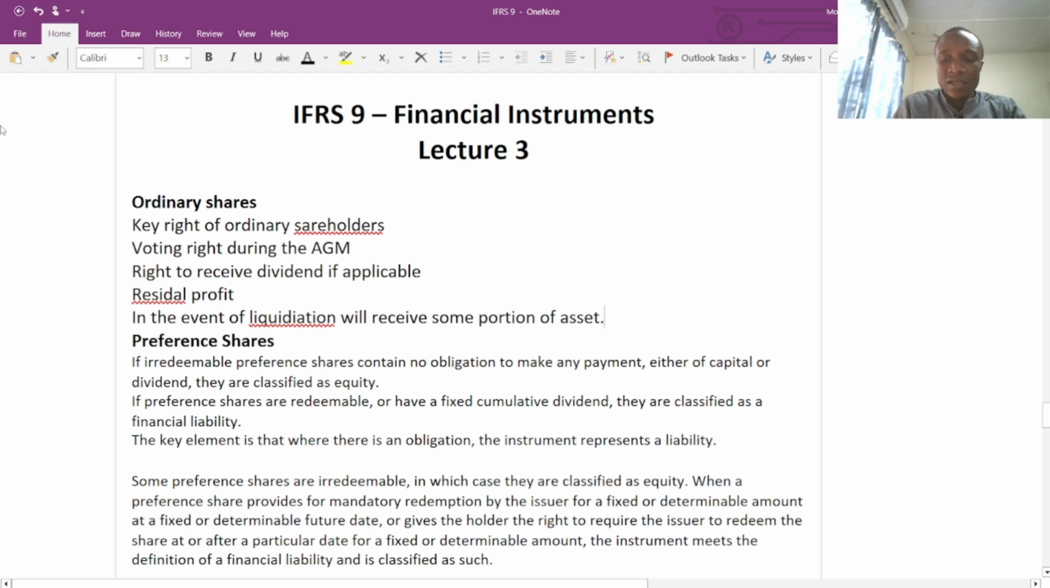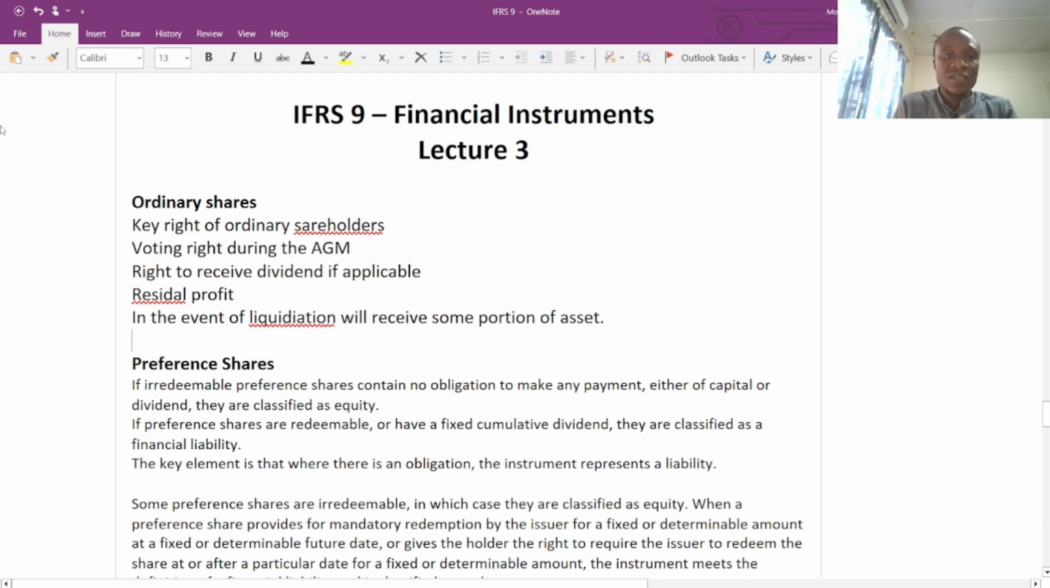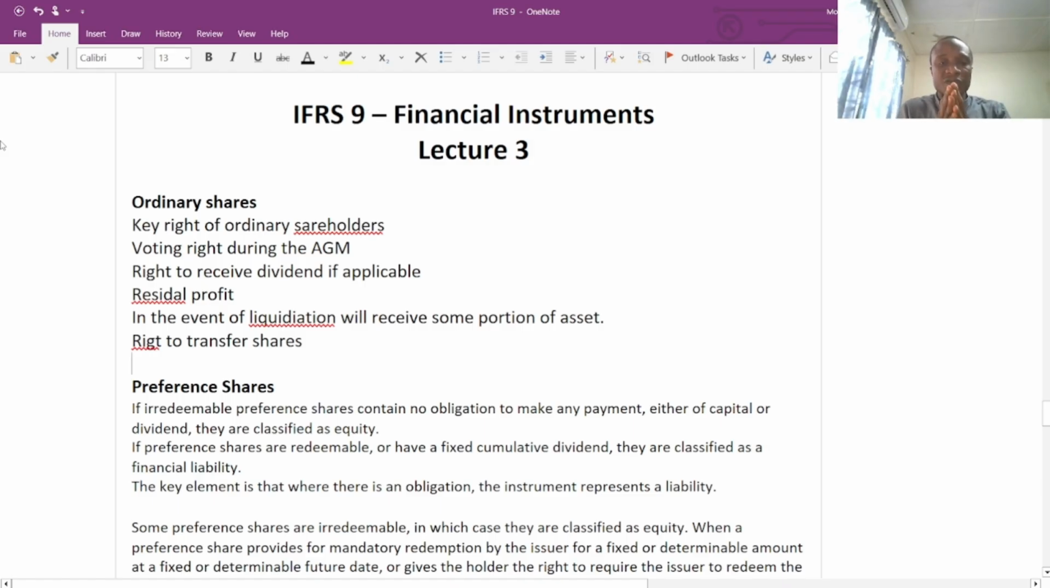Then finally, a very important right of an ordinary shareholder is that you can transfer your shares at any point in time. Right to transfer shares. Because of these rights, the ordinary shareholders are considered to be the main ownership of the company.